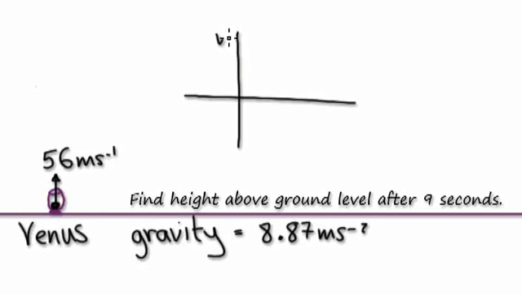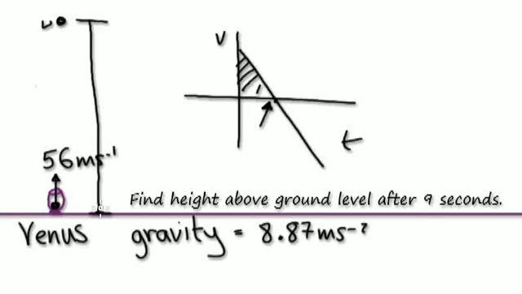So try to jump to your velocity time graph, and then find out the time at which the cannonball comes to a stop here. So find out this time, and once you've got this time, find out the area here. That will give you the maximum height, and then after that, it's just free fall.